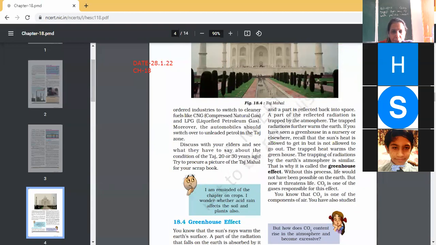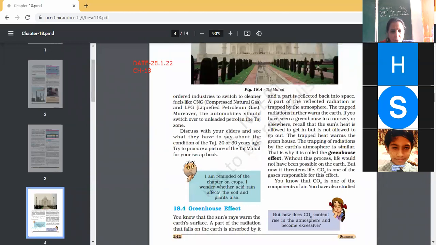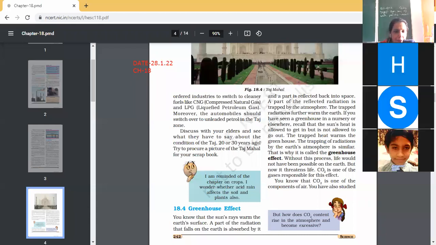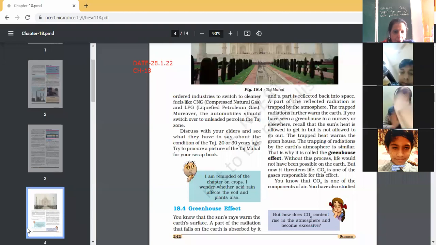Next, let's continue with the greenhouse effect. You all are familiar with this greenhouse effect. So let's read it once so that we can understand what the greenhouse effect is. Kindly switch on your cameras, each one, so that we can continue with the next part. Yes, Sachi, start reading from greenhouse effect.